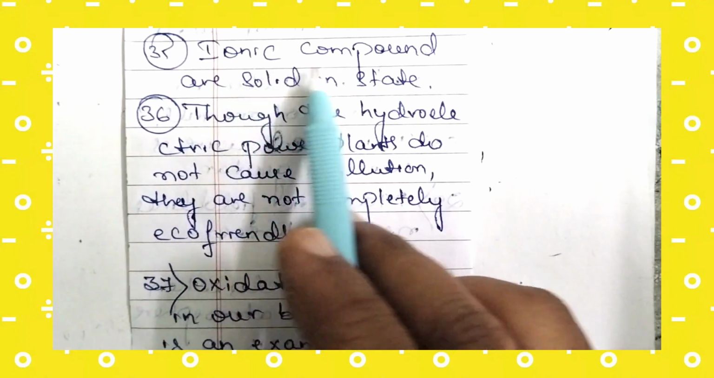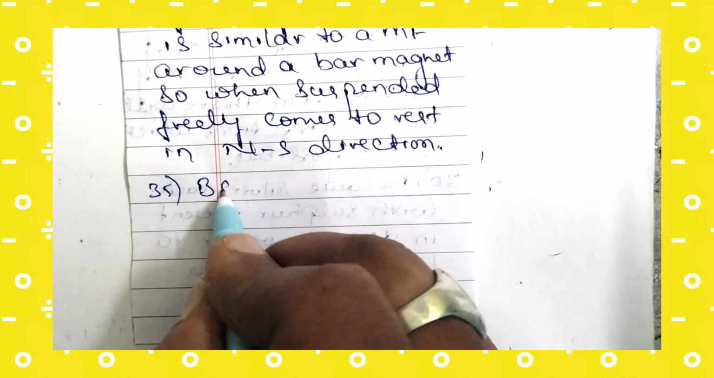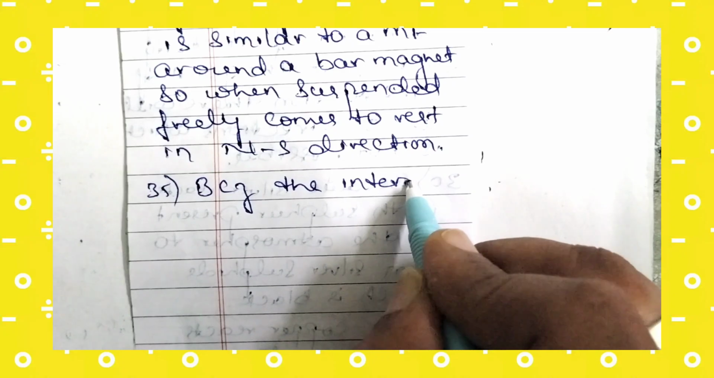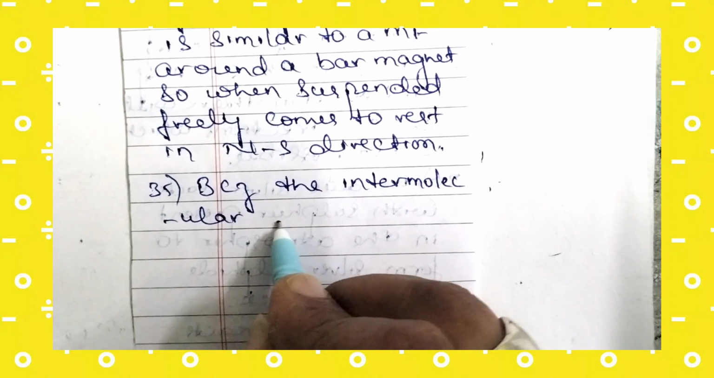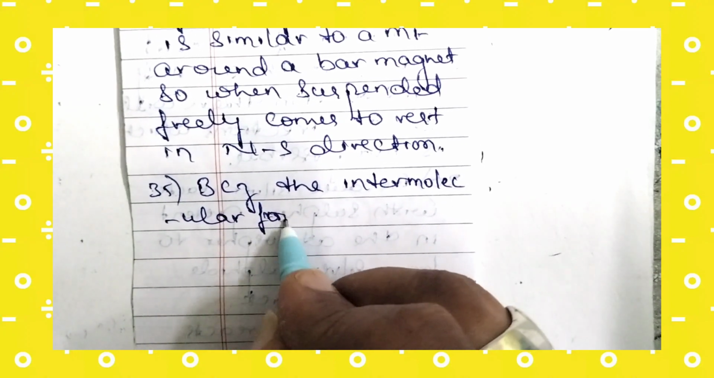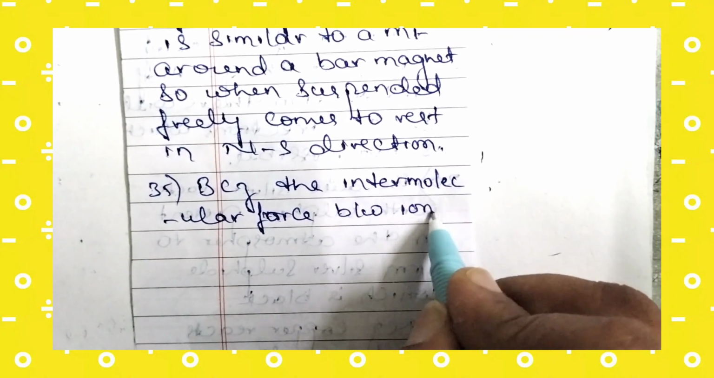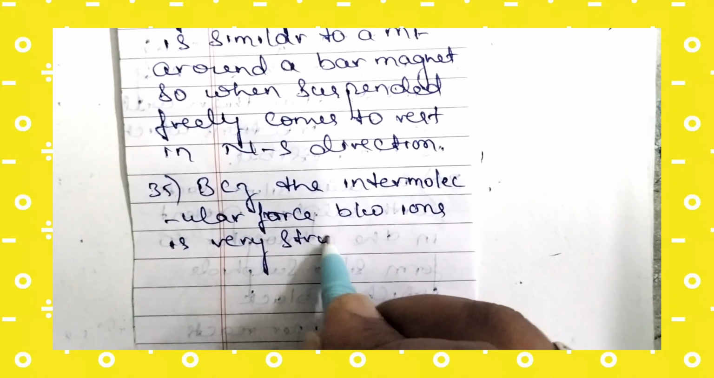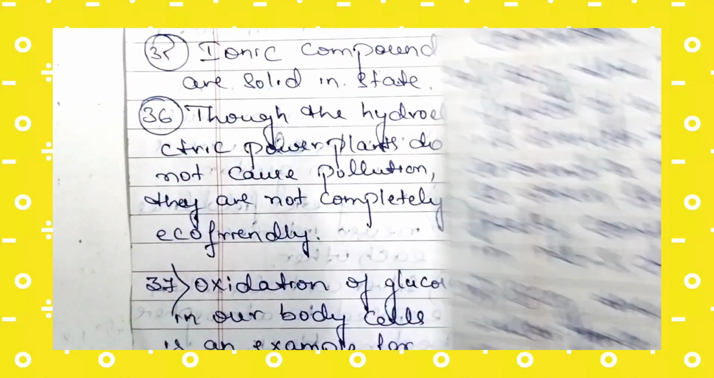Ionic compounds are solid in state. They are solid in state because the intermolecular force between ions is very strong. Now let us move to question number 36.